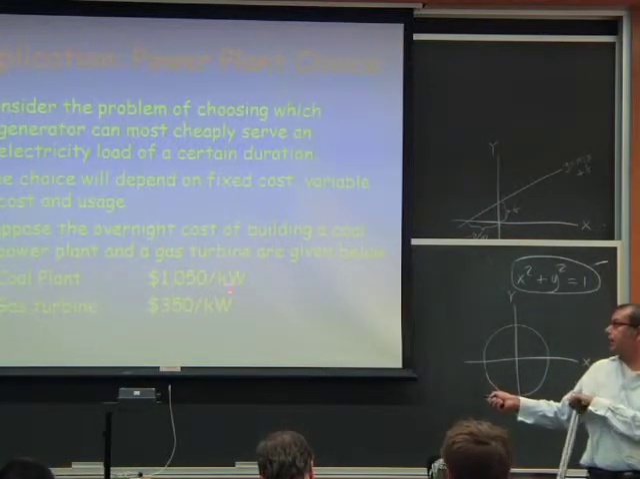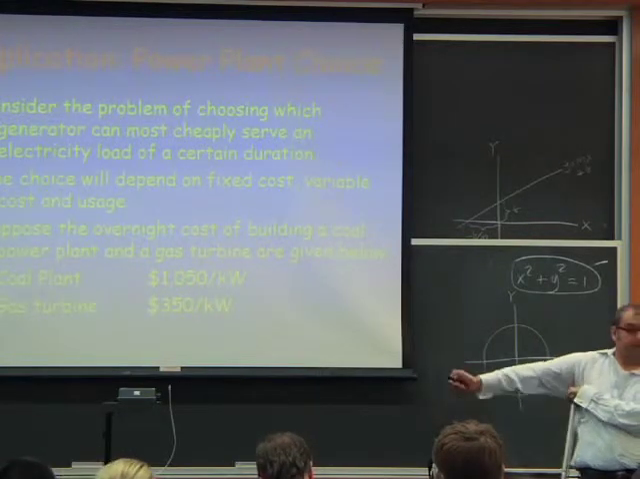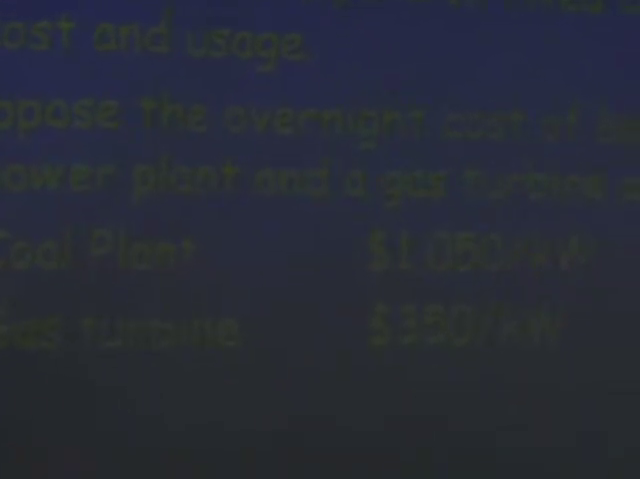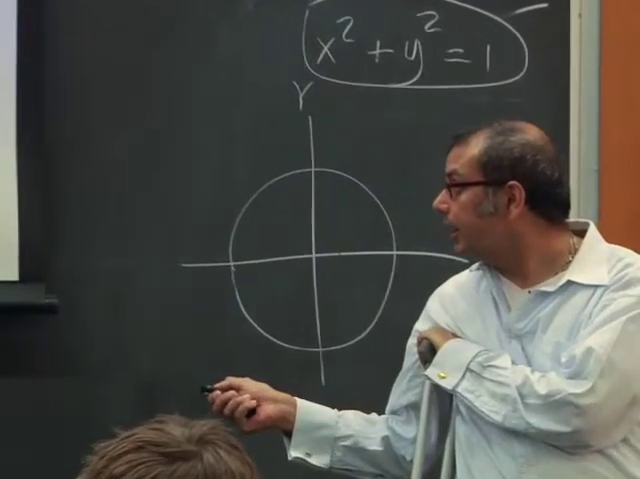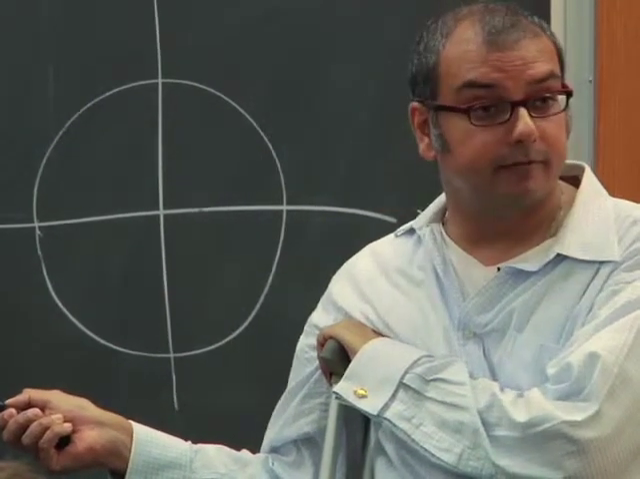Okay, so this is capacity, not electricity flow. This means that if you built a megawatt power plant, that would be a very small power plant, right? Then you would spend $1,050,000 to build that, and you would spend $350,000 to build the gas turbine.